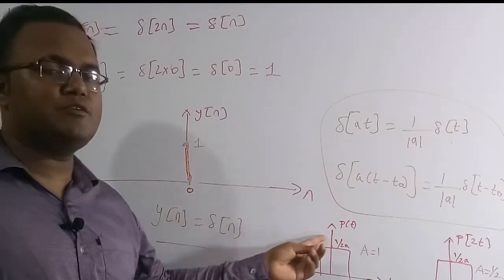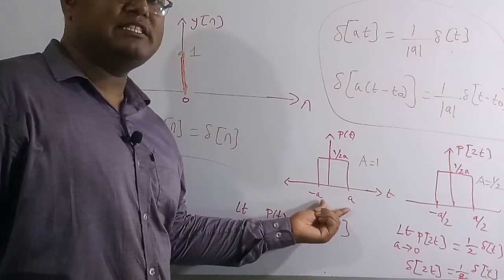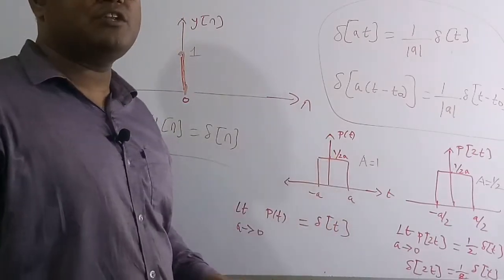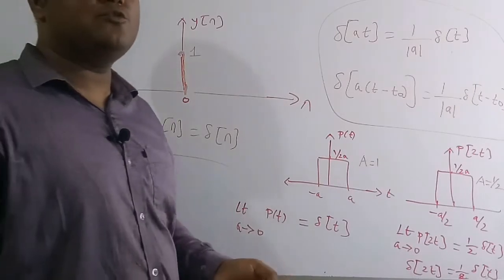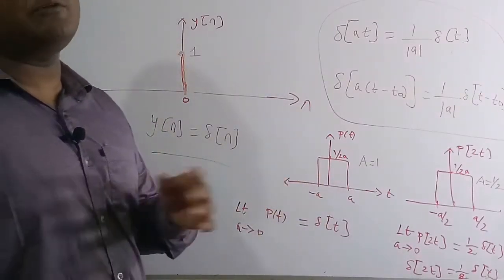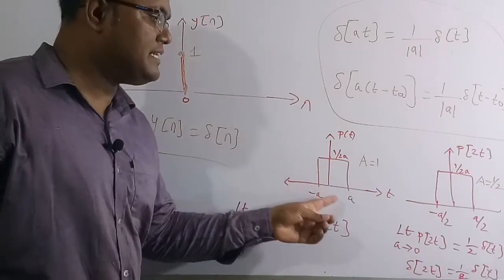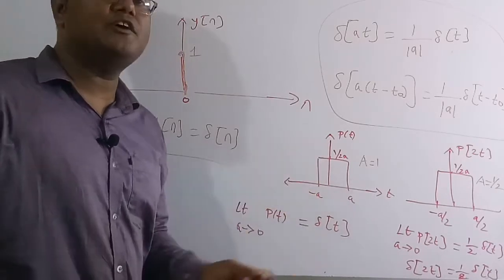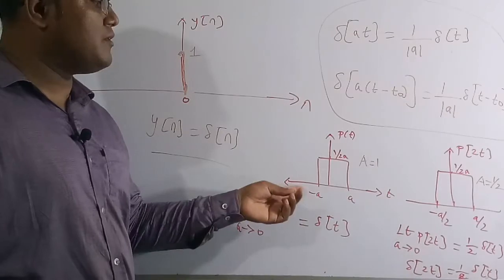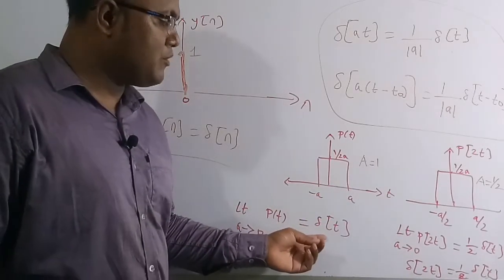Suppose I assume a function phi of t. For this function, let the width be from minus a to a, meaning the width is 2a, and the height is 1 by 2a. The area is length into breadth, which is 2a into 1 by 2a, so the area is equal to 1. If we take the limit a tends to 0, this rectangular pulse gives a signal of the shape of delta of t.